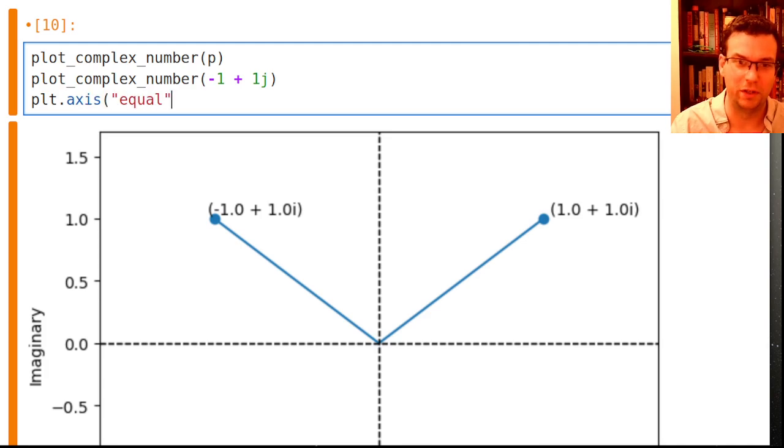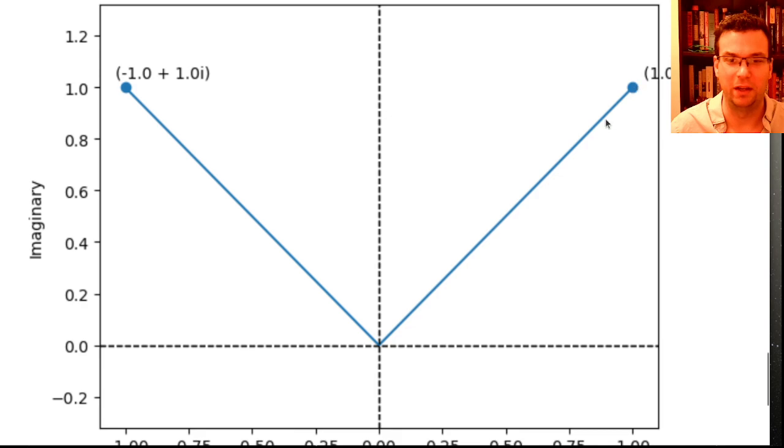Actually, there's a bit of a problem here. I'll fix this before I make the notes. It wasn't showing at 90 degrees. It didn't have the two axes equal.